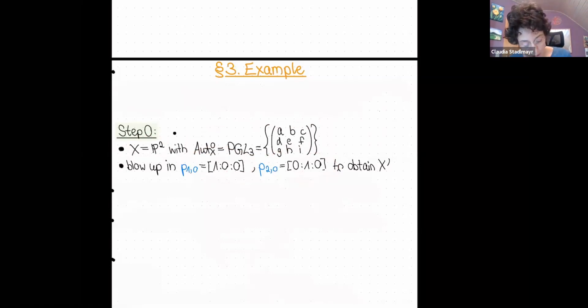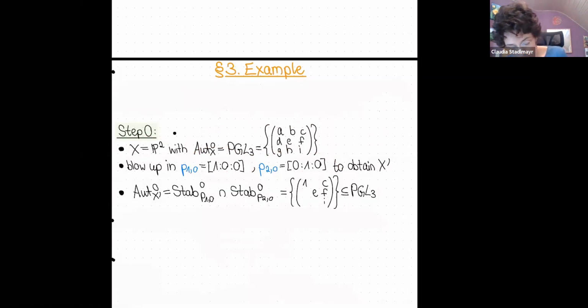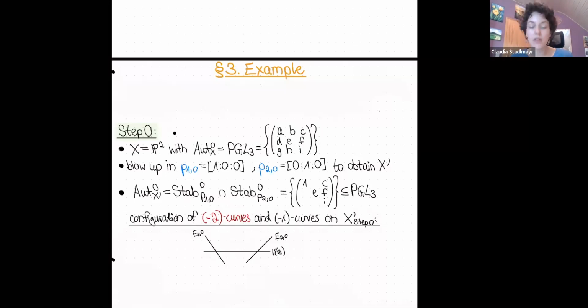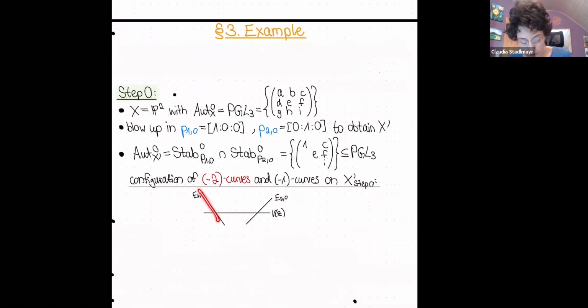Then by Blanchard's lemma, we can compute the connected automorphism scheme of the blow-up of those 2 points as the intersection of the 2 connected stabilizer subgroup schemes. And we see this point is fixed if the first column looks like this. This point is fixed if the second column looks like this. And you've already seen before the configuration of -2 and -1 curves in this step. So here we have our 2 exceptional divisors.